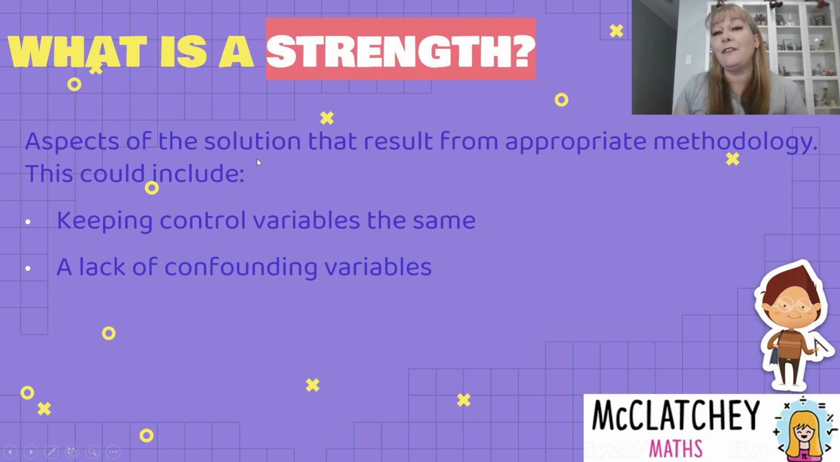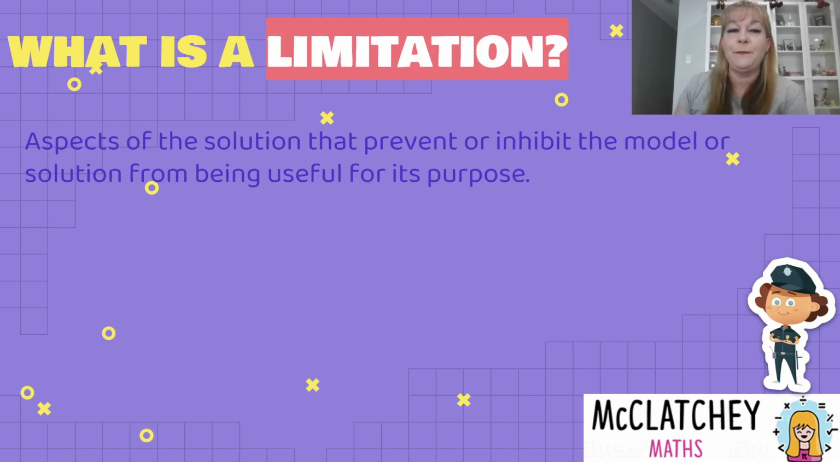Things like lack of confounding variables. So remember from your studies that confounding variables are variables that have an effect on either just your explanatory variable, your response variable, your y-axis, or it could be variables that affect both. If there was a situation where there weren't many or very few confounding variables, or even no confounding variables, that's a strength of your response.